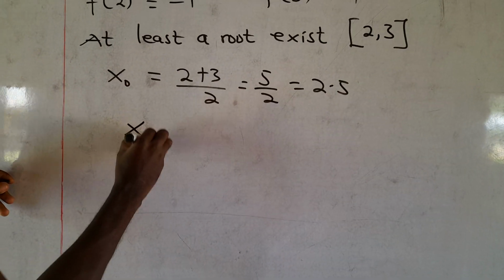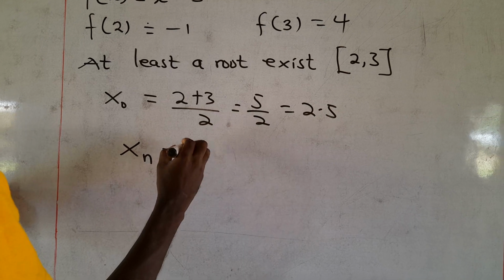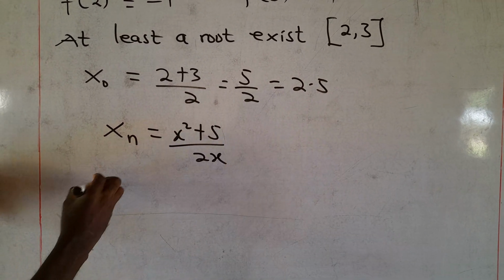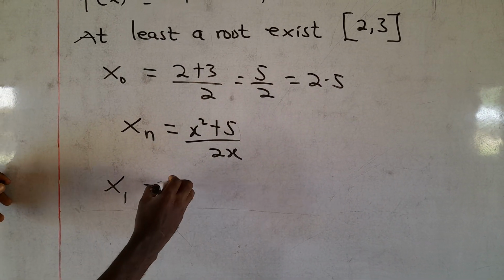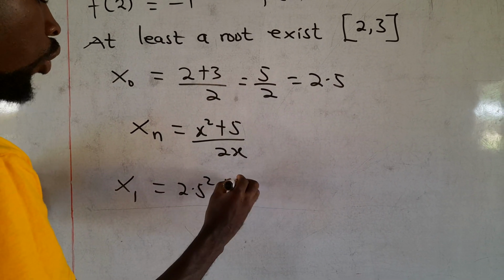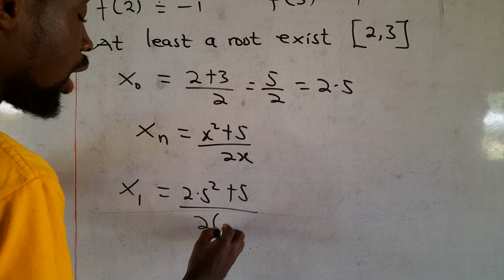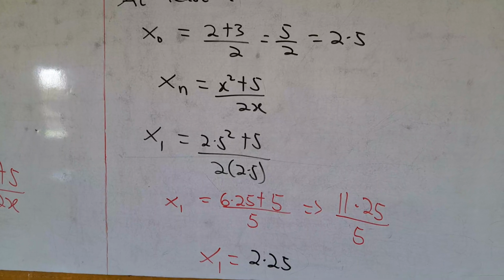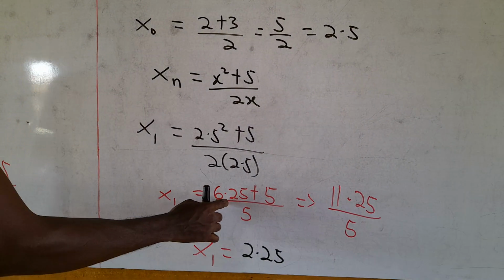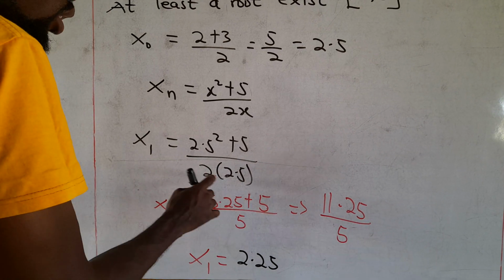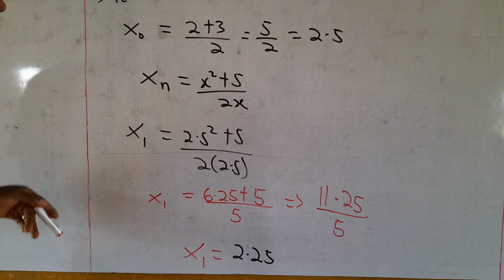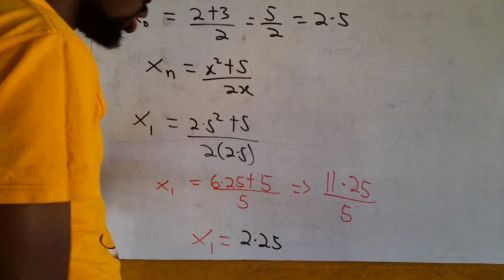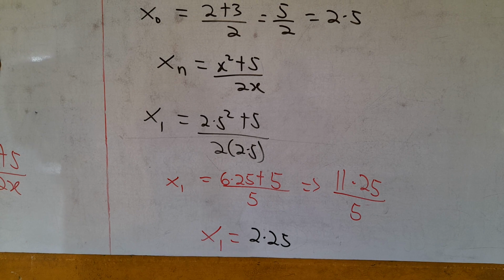So remember our xn is equal to x squared plus 5 all over 2x. Then our x1 will be equal to 2.5 squared plus 5 all over 2 times 2.5. So 2.5 squared will give us 6.25 plus our 5. Then 2 times 2.5 will be 5. Then when we add 6.25 to 5, we'll get 11.25 divided by 5. We'll get our x1 to be 2.25.